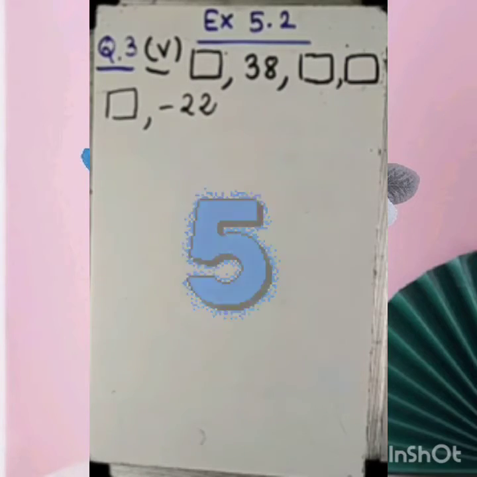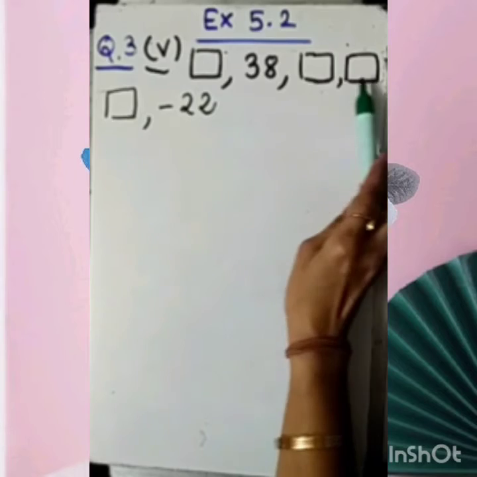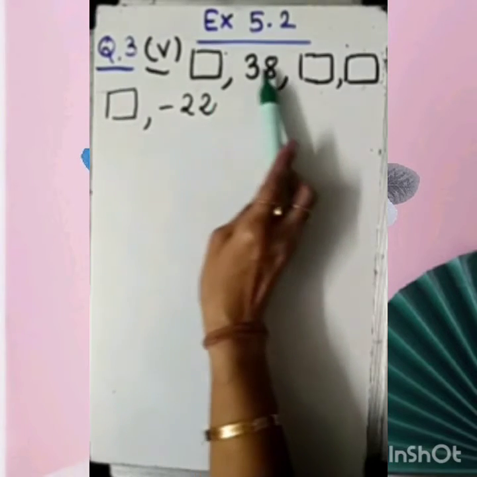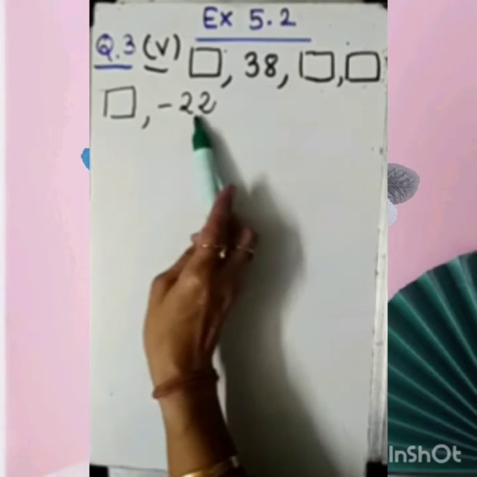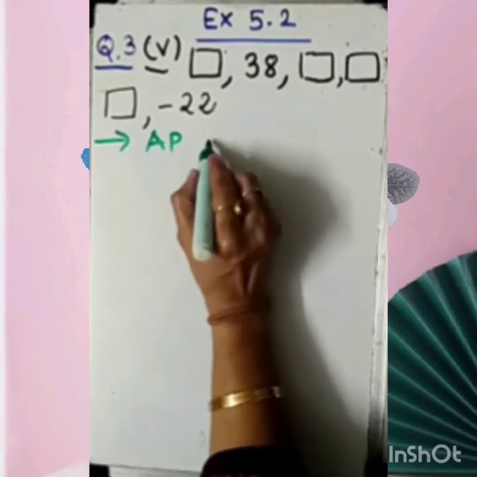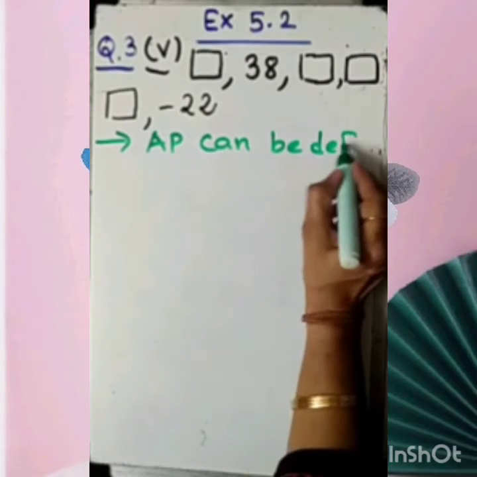So my dear student, here the fifth one we are given is blank, 38, blank, blank, blank, minus 22. So total 1, 2, 3, 4, 5, 6 terms are there. As you know, we can define AP. So AP, arithmetic progression, can be defined in terms form.